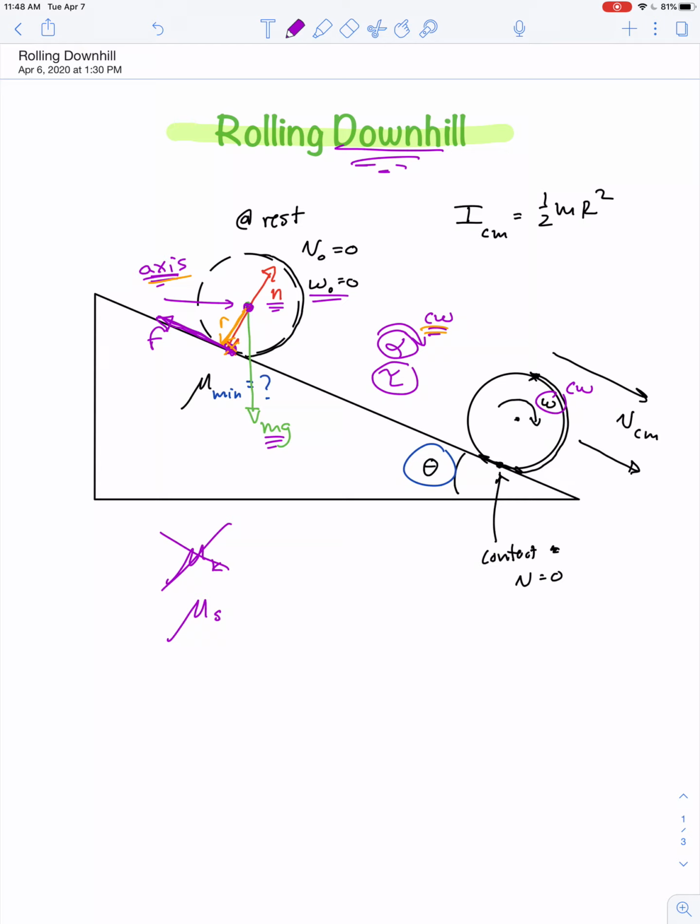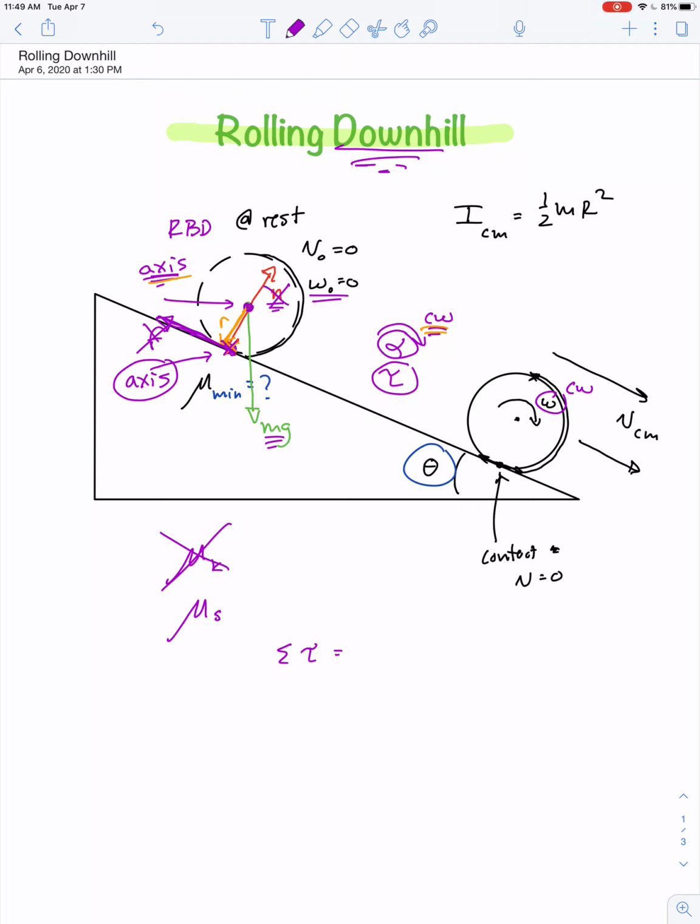Okay, so based off of this rigid body diagram, we could say that the net torque is equal to, let's switch our frame of reference and consider the point of contact as the axis of rotation. Then the net torque, well, friction would no longer be torque producing because it acts at our axis.